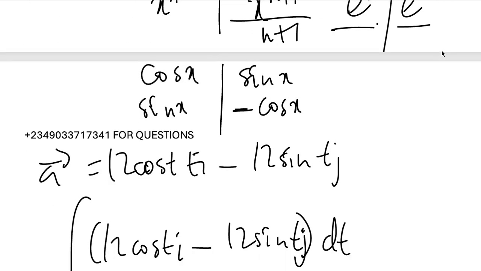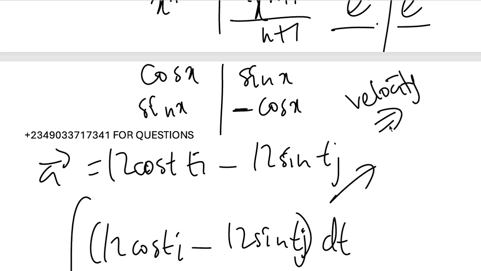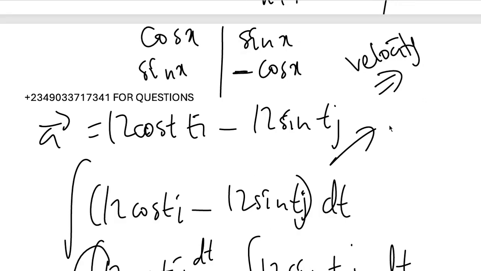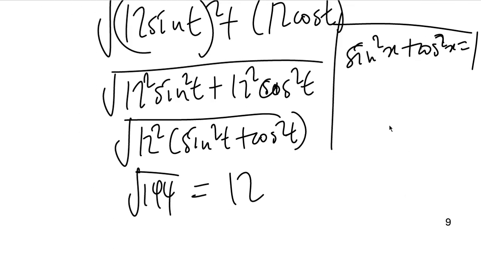If you are given acceleration and you have to get the velocity, you integrate. If you integrate acceleration, take note, you get velocity. Then if you integrate velocity, you get the position vector. So in case you are given the velocity vector, I'll solve questions in separate videos, one by one. If you integrate the velocity vector, you will get the position or the displacement vector.